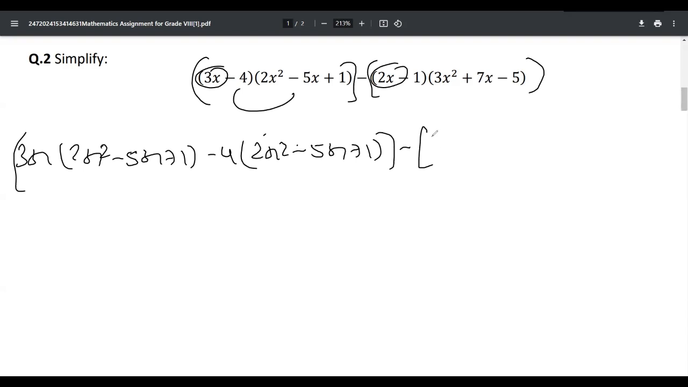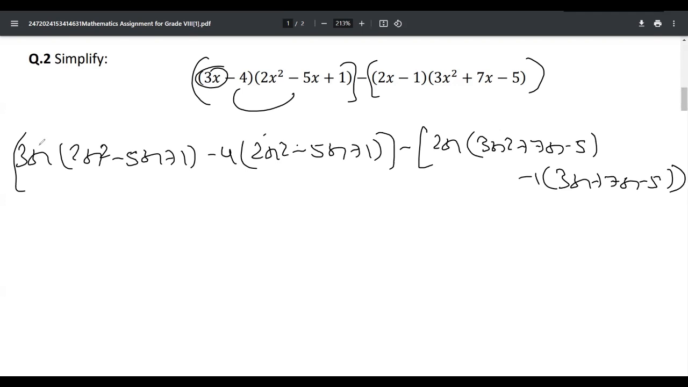Now I'm dealing with this part. Here, this is 2x, and this 2x, the first term, should be multiplied by the whole of this, that is 3x square plus 7x minus 5. And then minus 1 should be multiplied with the same trinomial again.